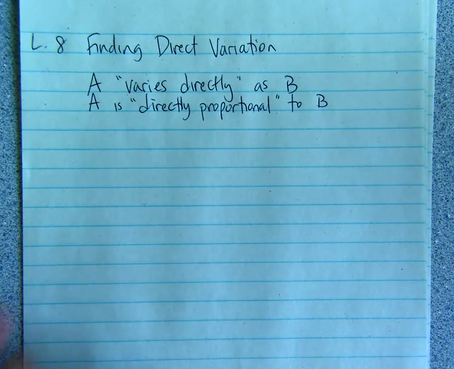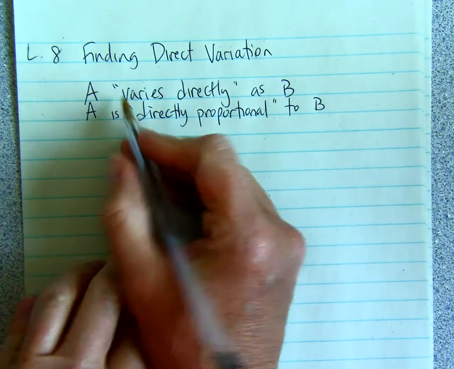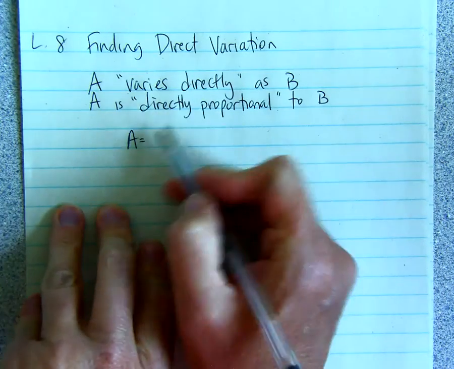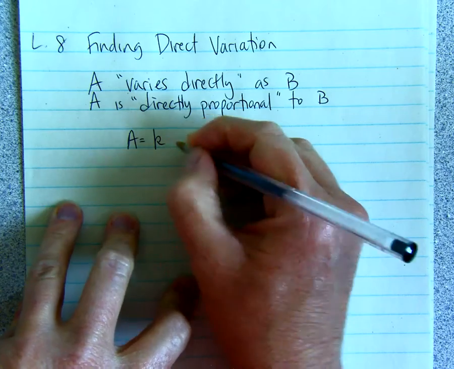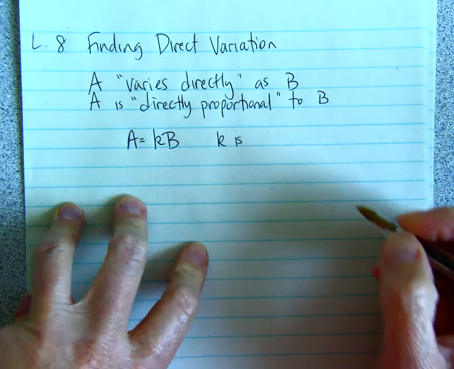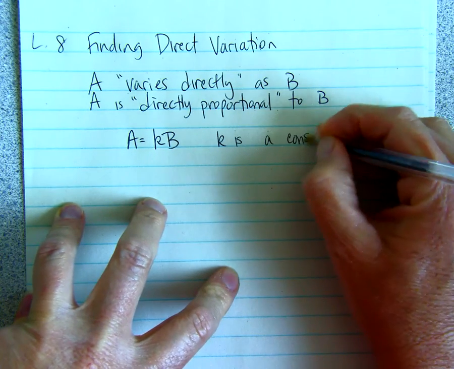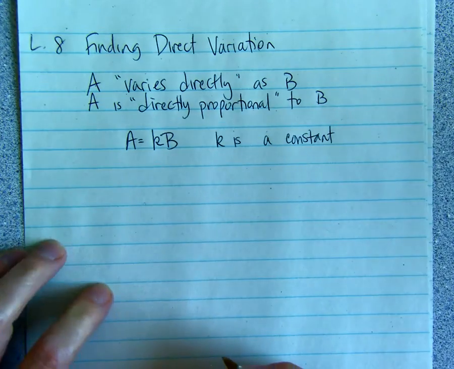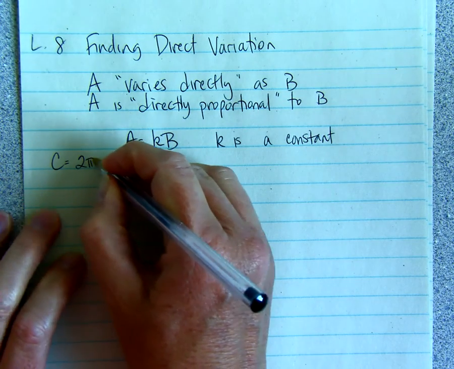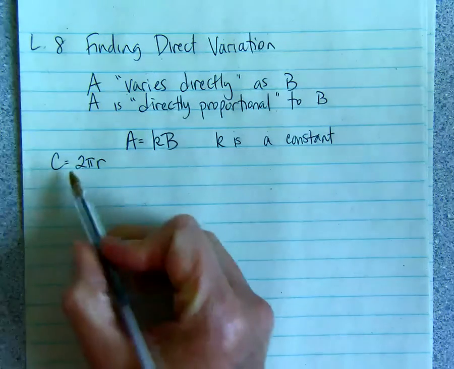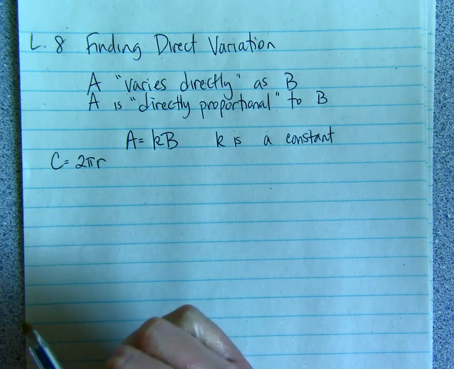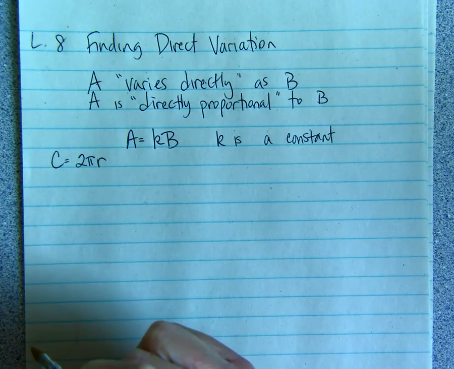The way we would write both of these, which mean the same thing, is we would put our first letter, which is A, equals, because it varies directly or is directly proportional, some constant times B. And we just say K is a constant. So if I had circumference equals 2 pi times the radius, then we know that circumference varies directly as the radius, and the constant would be 2 pi.